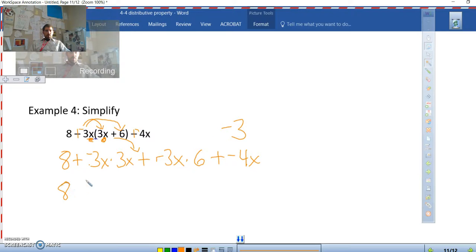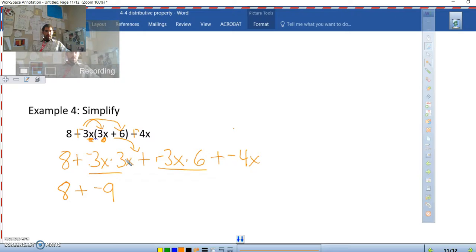So when we look at this, we have to do these two sets of multiplication right here. Negative 3x multiplied by 3x. First of all, it's a negative multiplied by positive, so we know it's going to be negative. If we do 3 multiplied by 3, 3 multiplied by 3 is negative 9.